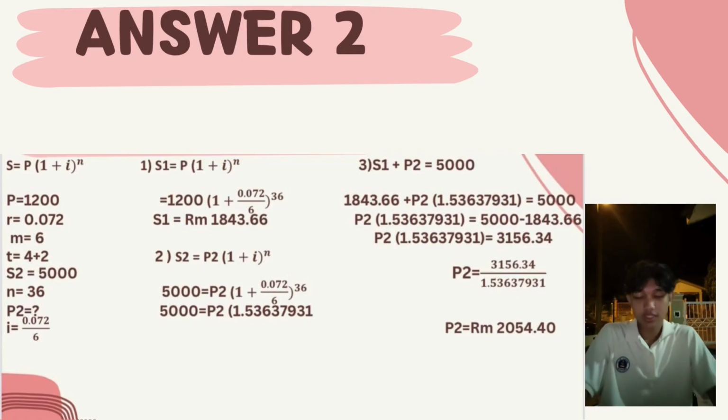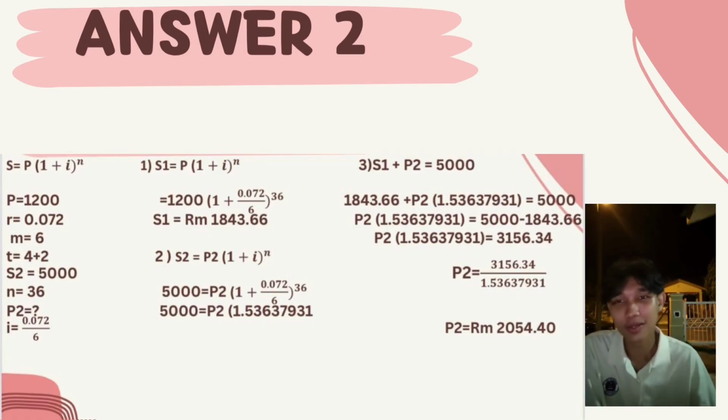So let's go to the second part. P2 open bracket 1.53637931 equals RM3,156.34. So about the P2, okay, we are already done.